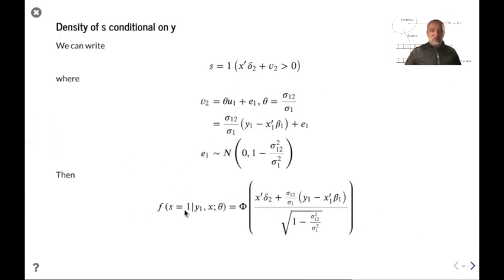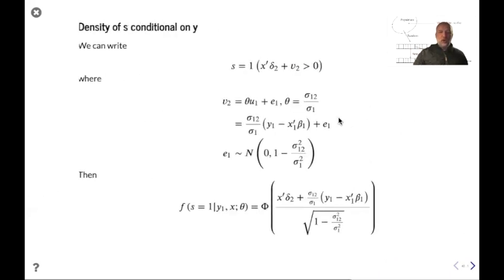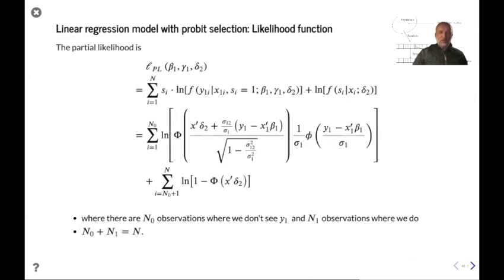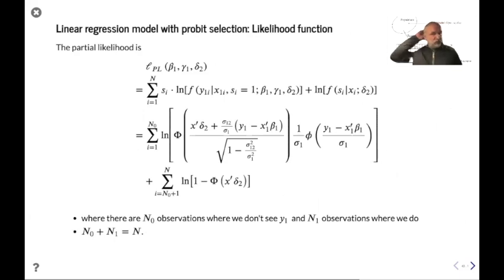We got all the bits and pieces. We got this, probability for selection equal to 1. We got the conditional density for y1 given x and conditional density of selection given x. So we got that. That's all we need to have in this expression here. Okay, so now let's put all this stuff together and put it into our likelihood function.